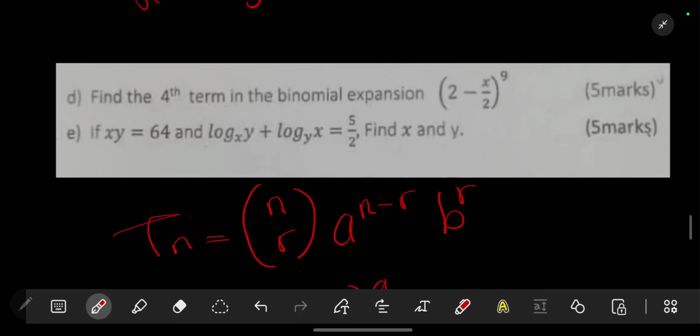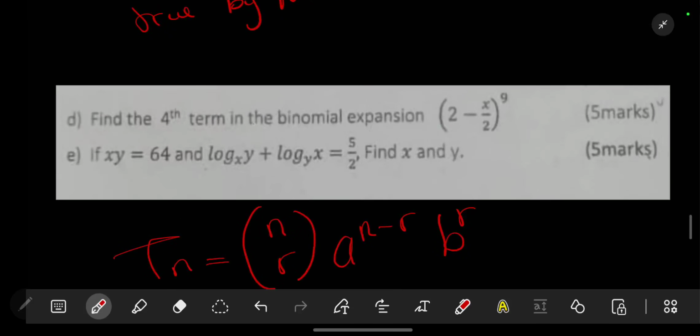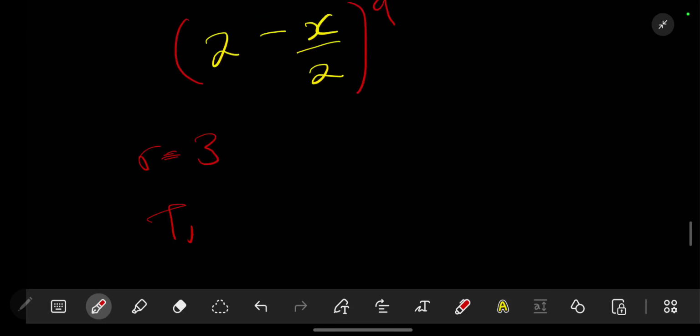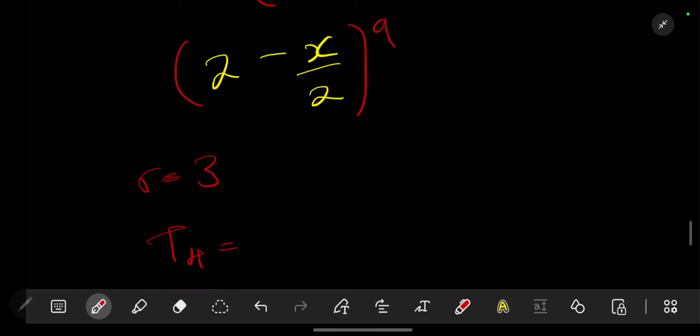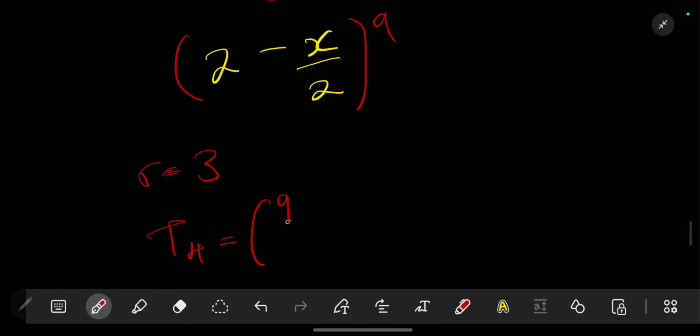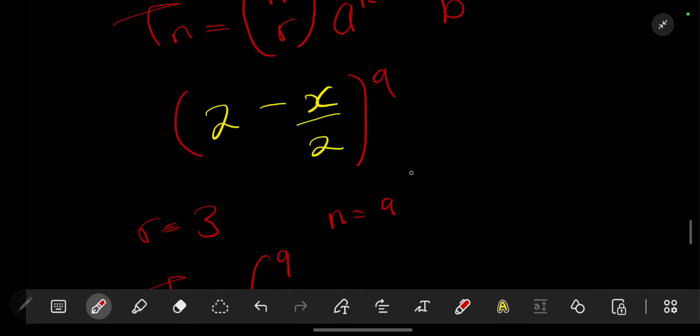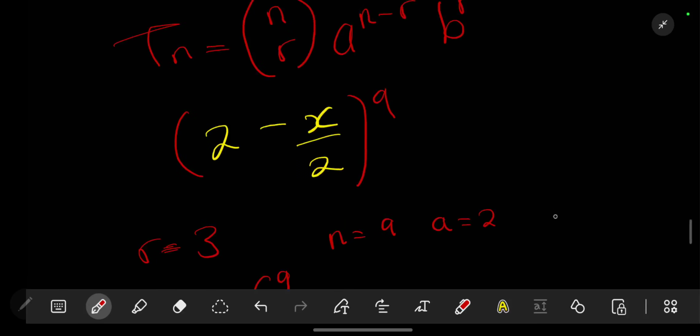Why is r equal to 3? Because for any binomial expansion, if you are looking at the fourth term, r is equal to 3. If you are looking at the first term, r is equal to 0. Second term, r is equal to 1. So getting that value, r is equal to 3, we are going to now substitute. So we have term number 4 should be equal to, we have our n. Let me just identify them. n is equal to 9, then our a is equal to 2, then our b is equal to negative x over 2, like that.